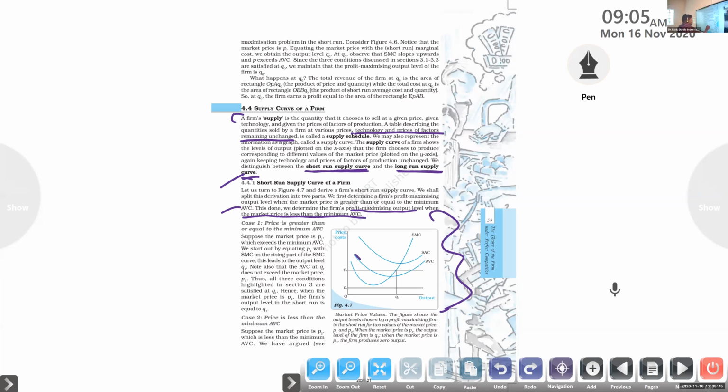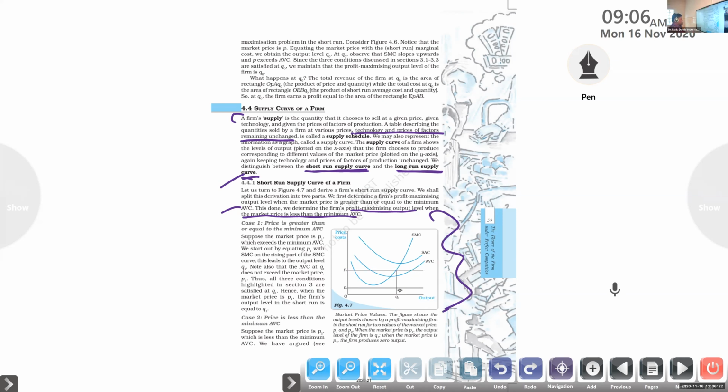So this is the AVC curve. Here we have production for P2 and production for P1. Which one is profitable for the firm? Here the quantity one. Which one is profitable? Should the price be less than the AVC or more than the AVC? Okay, no doubt in that. Then only it is profitable.